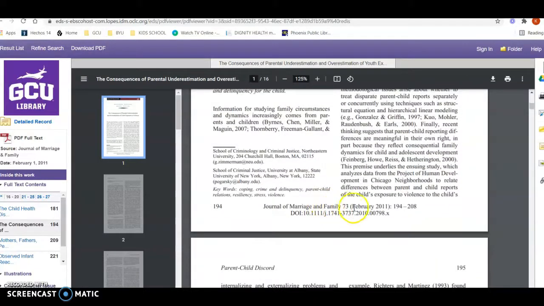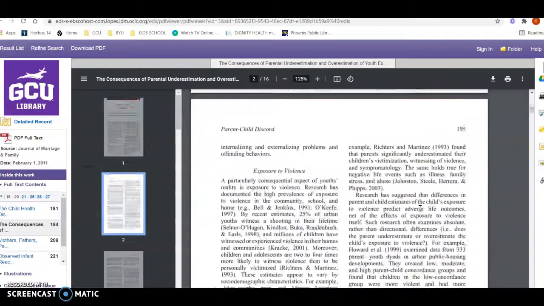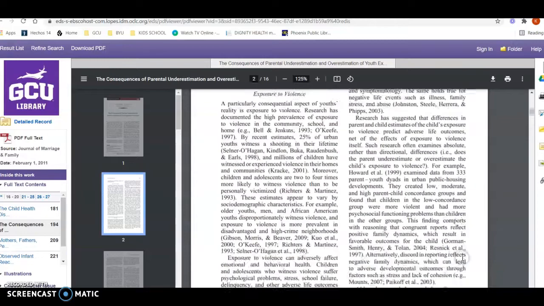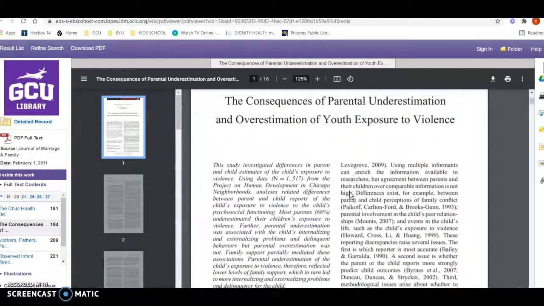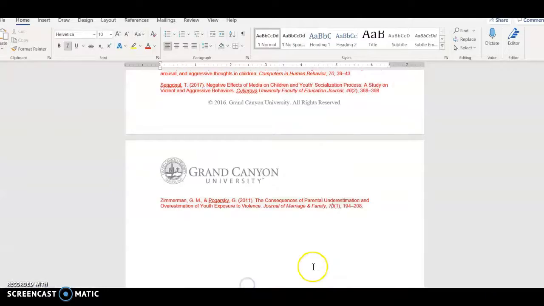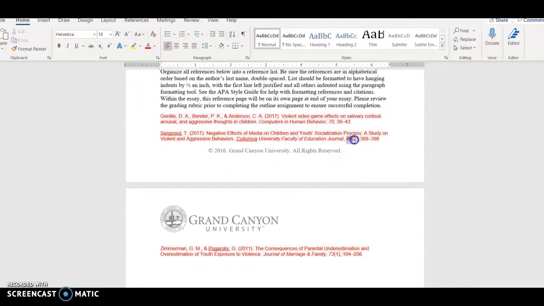You'll see where it says page numbers 194 to 208, and usually the volume number and stuff somewhere around here. Let's see. Journal of Marriage and Family. This one's probably not a good example. I don't see where the volume and number are. 73. So if I come back here, you'll see 73. And if there's no number next to it, it'll be a 1. But usually you'll see like 46 and 2. So you'll see it there on the article.